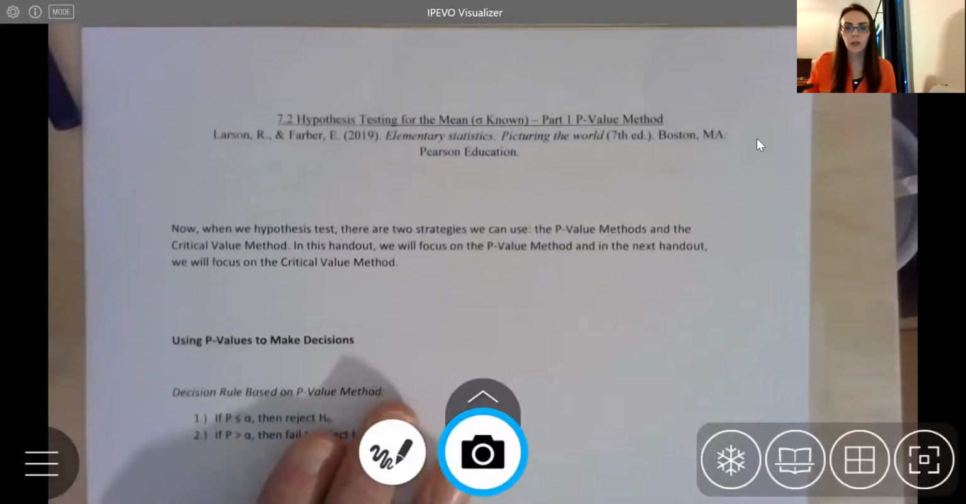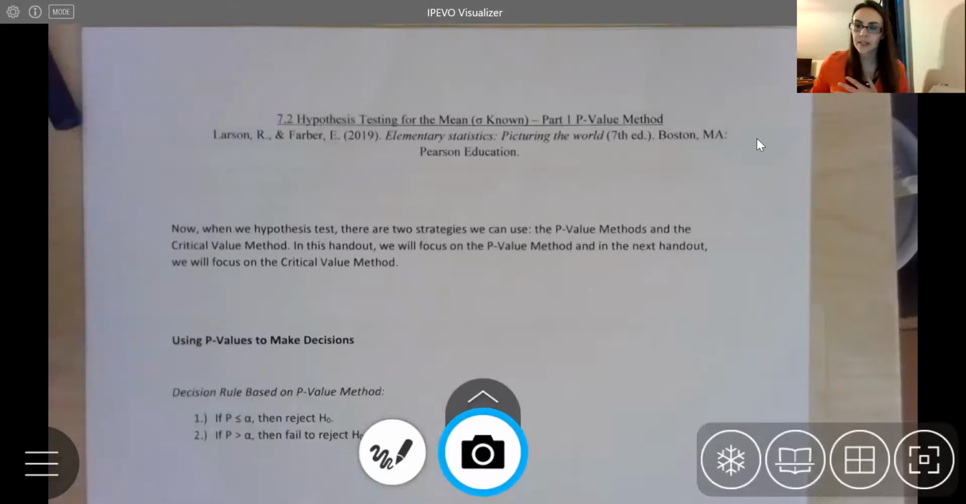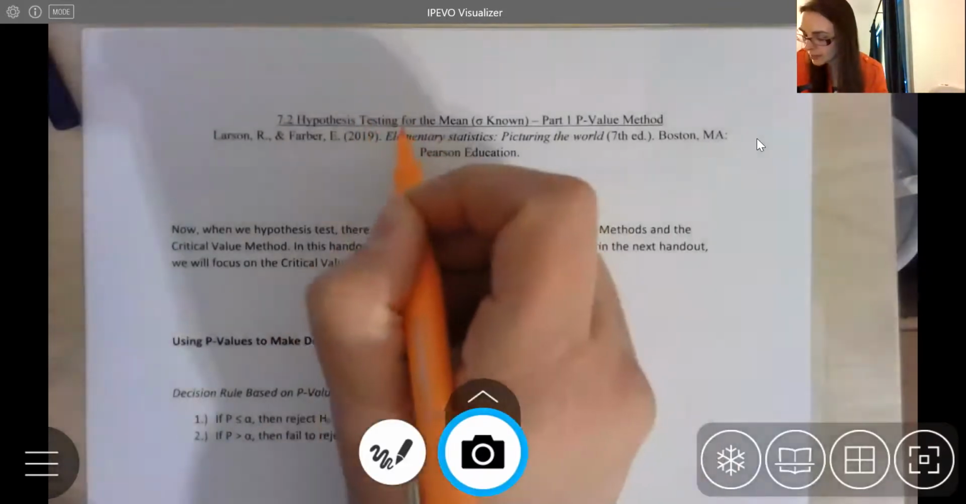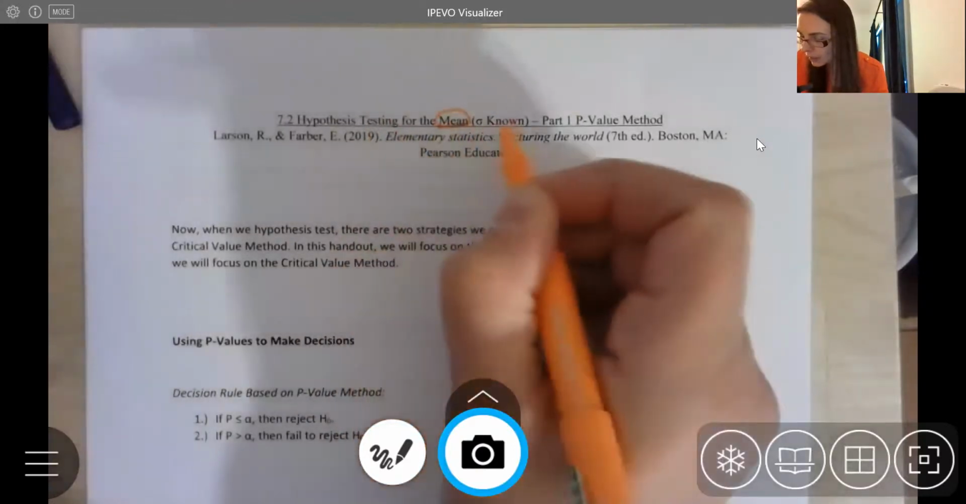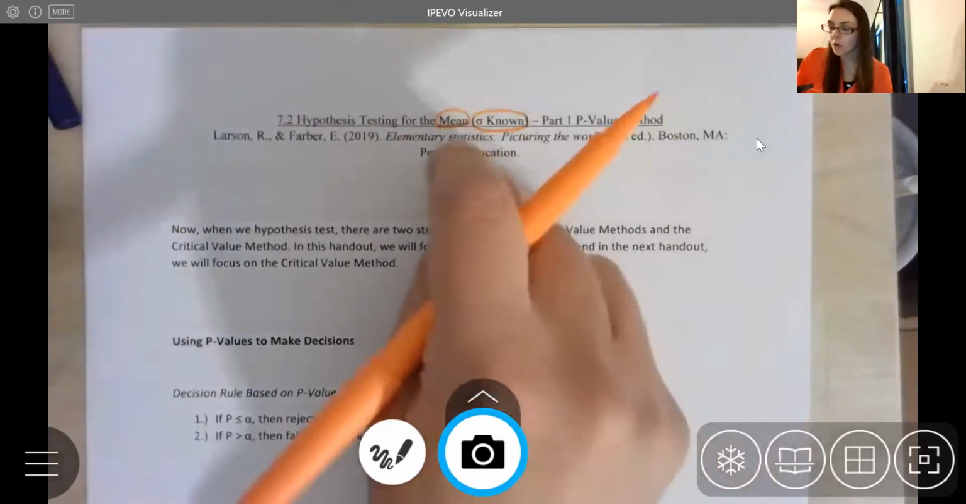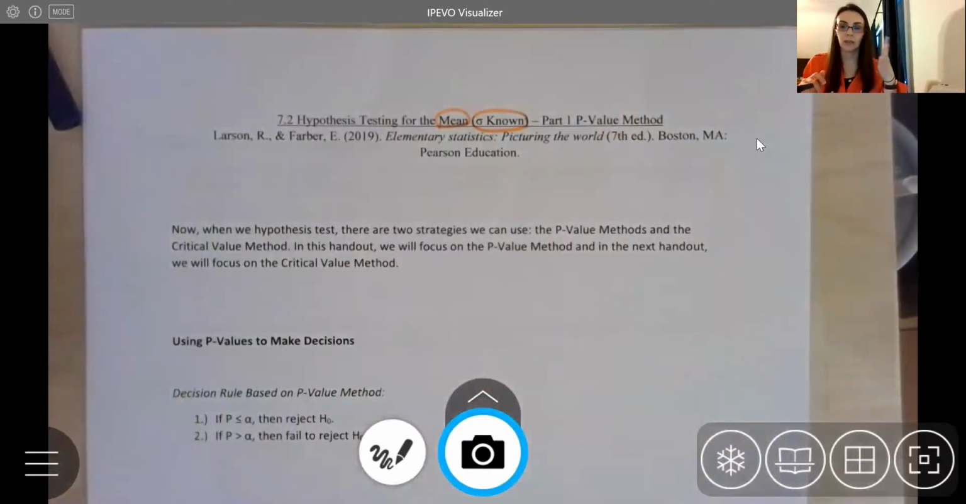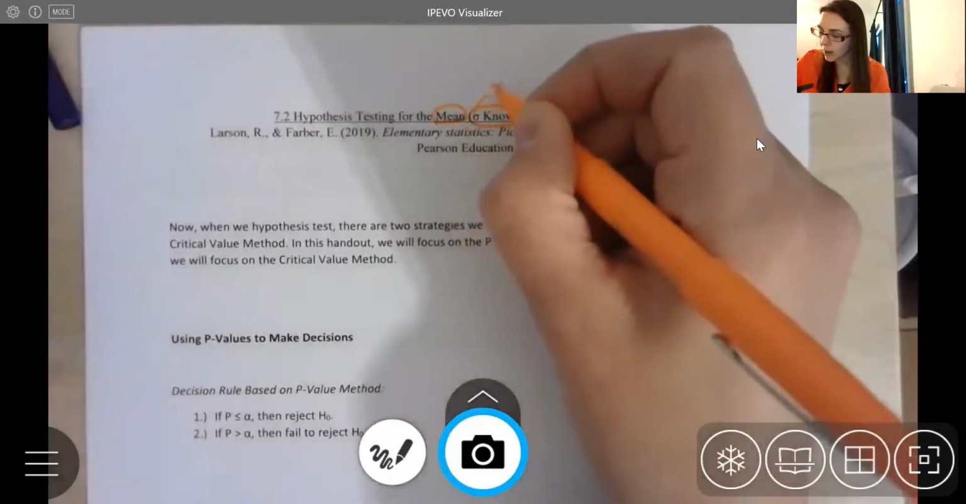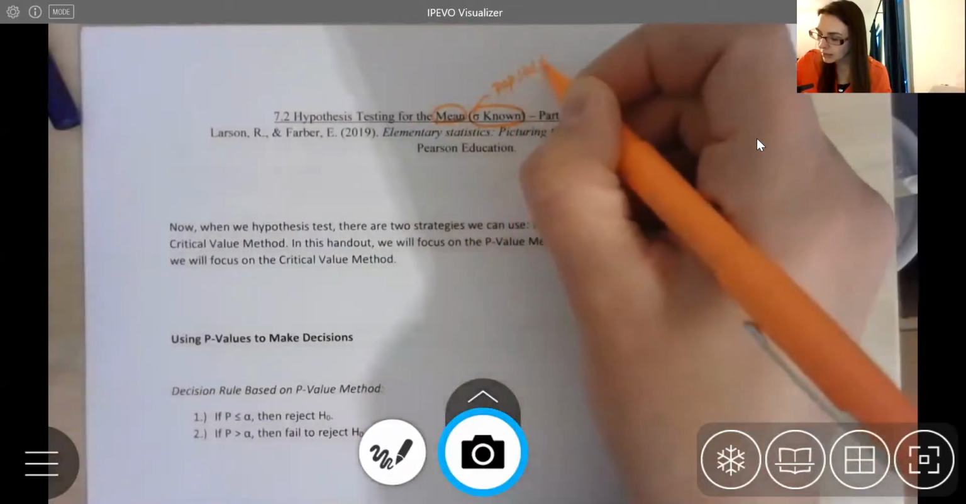All right, now we're actually going to put that full hypothesis testing process together and implement it from start to finish here. In section 7.2, we're focusing specifically on hypothesis testing for the mean when sigma is known. This is really important. There are two different procedures for when sigma is known and unknown, just like there were for confidence intervals. So in section 7.2, we're focusing on sigma is known. Again, remember sigma is the population standard deviation.